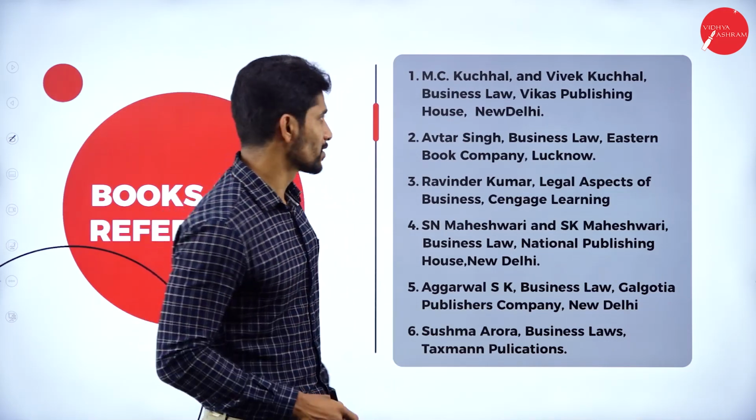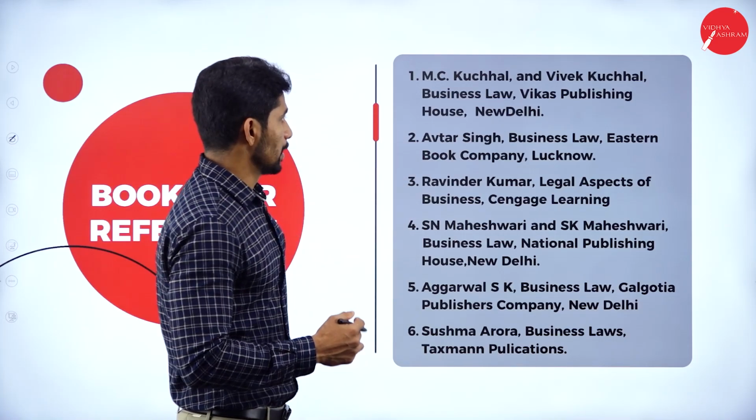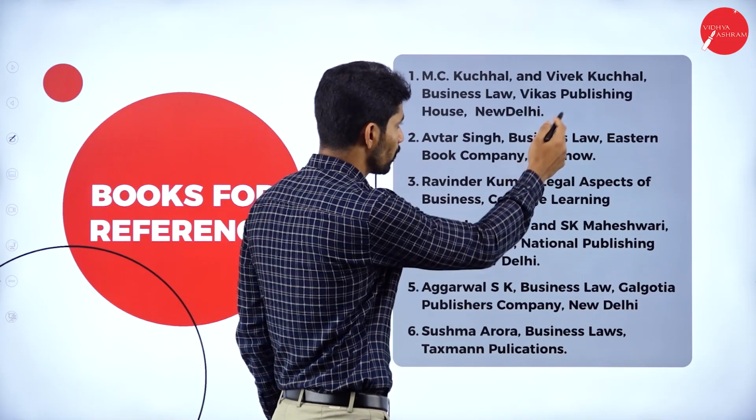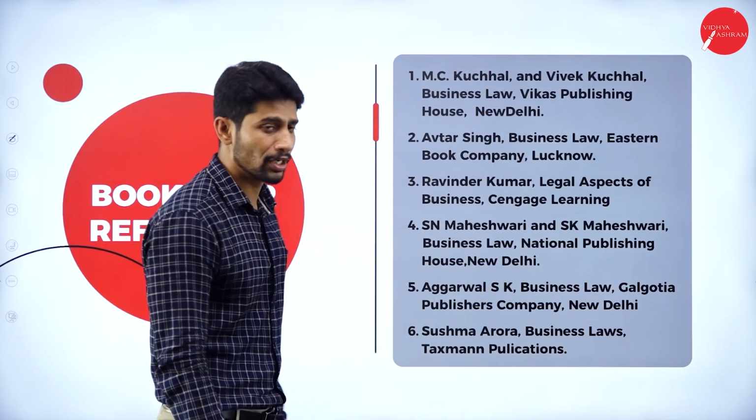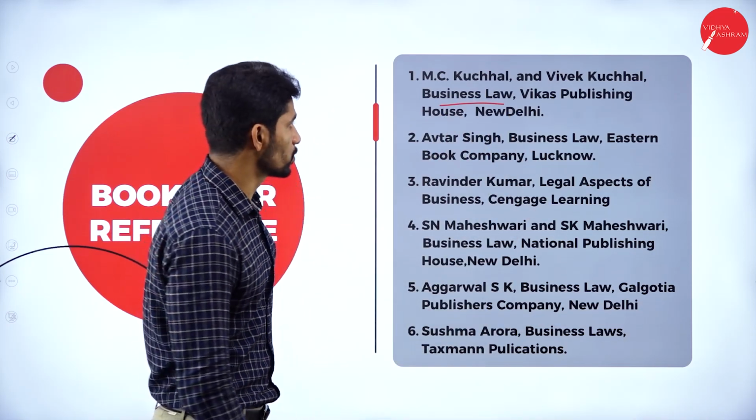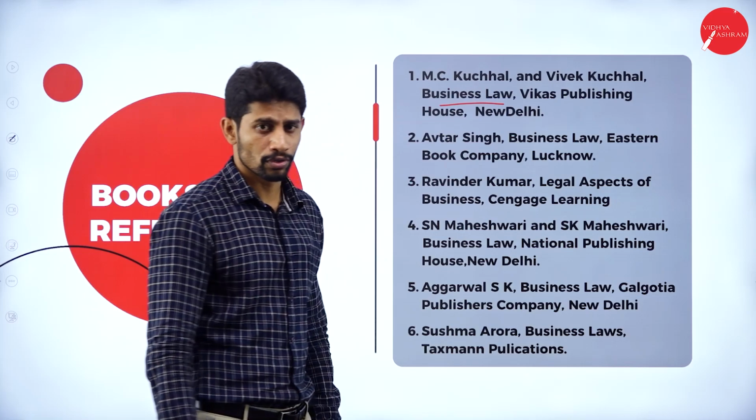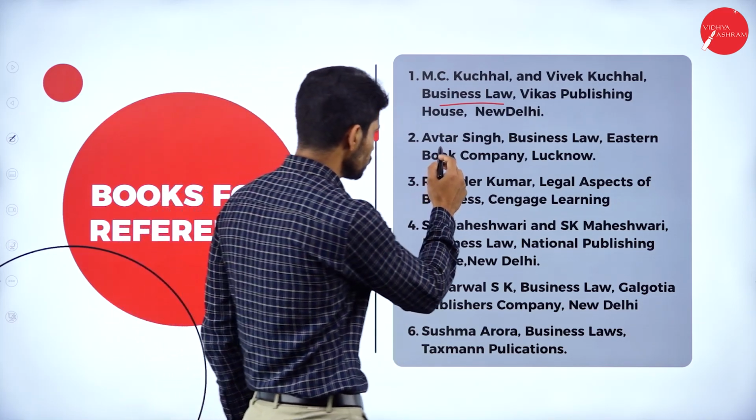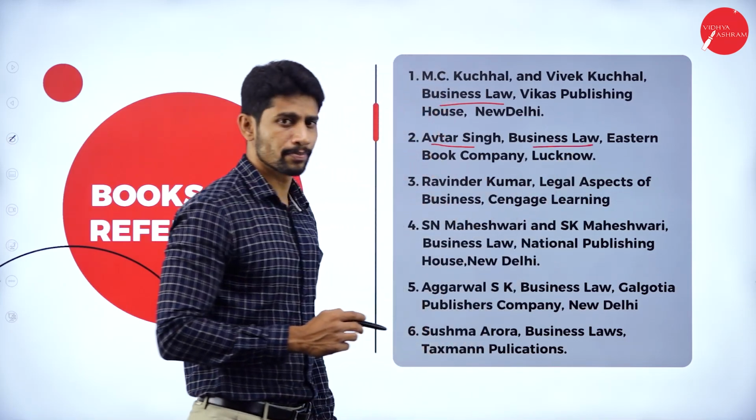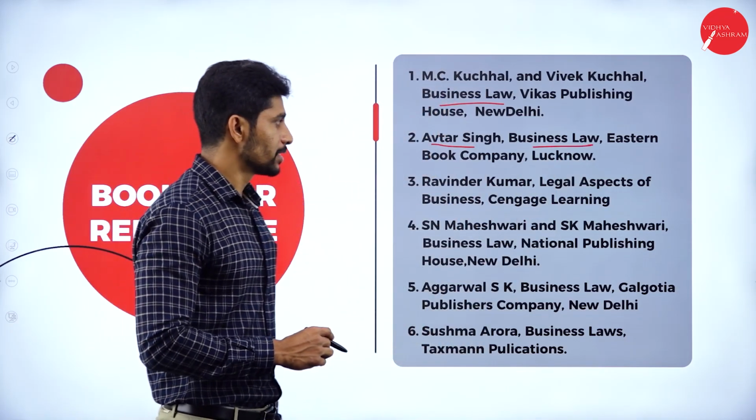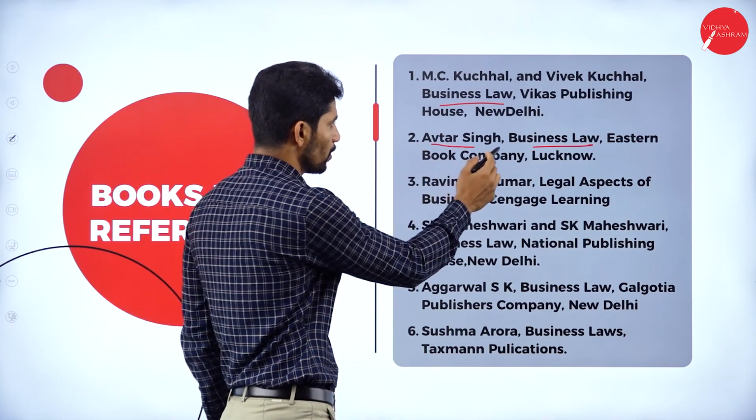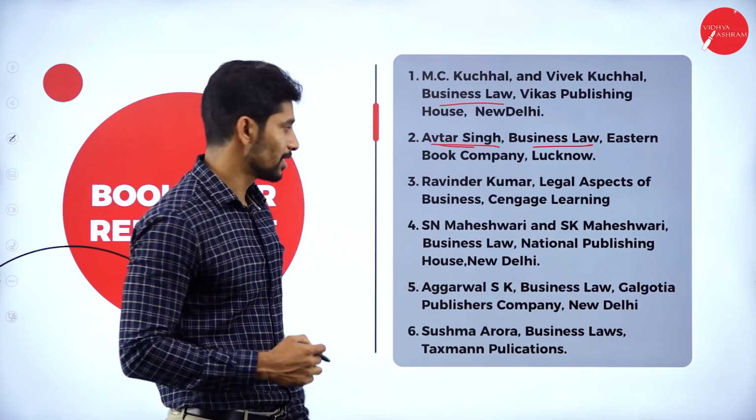In that, the first book is Business Law by MC Kuchhal and Vivek Kuchhal, Vikas Publication House, New Delhi. Second one, written by Avtar Singh, the book name is Business Law. It is published by Eastern Book Company. You just need to know the book name and the author name, that is enough. So the book name is Business Law and the author name is Avtar Singh.